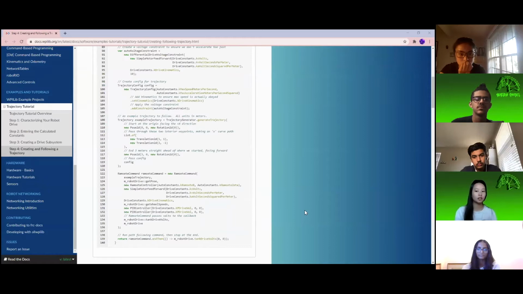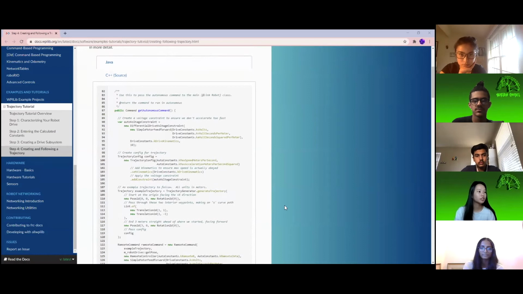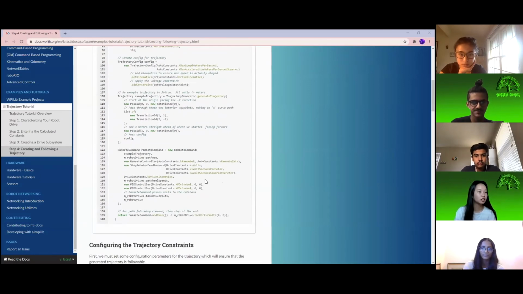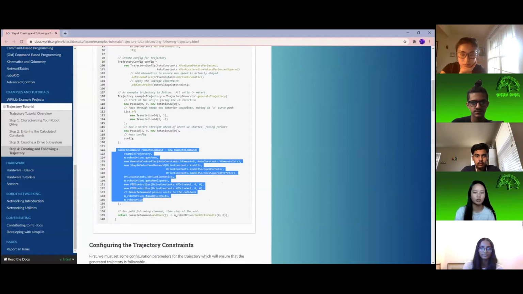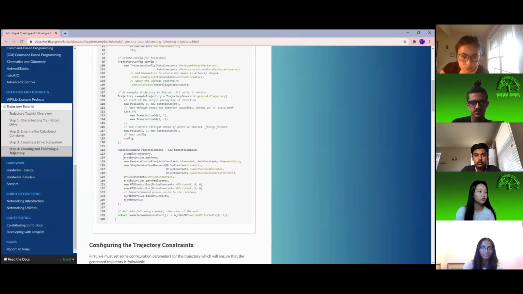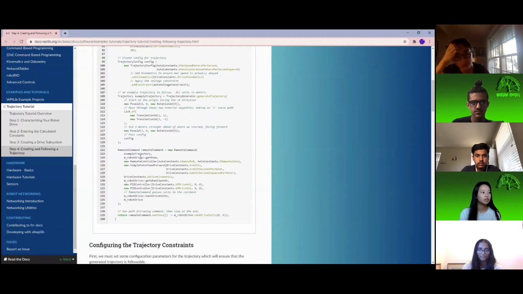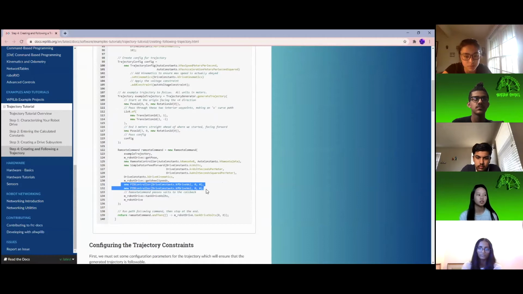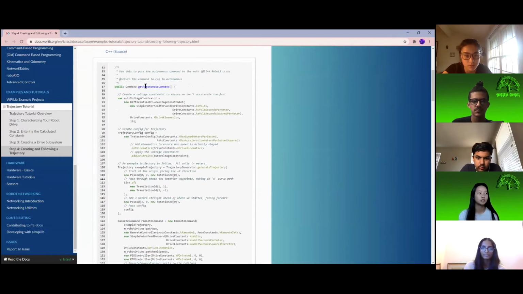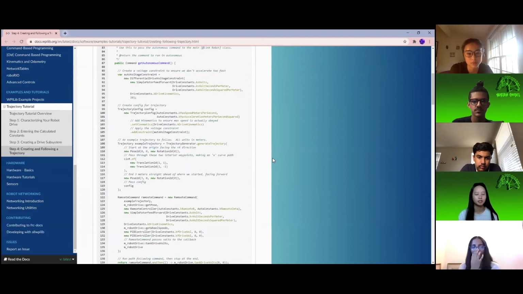Okay, so this is the second link. You can see it, right? Yeah, okay. This is the Ramsete command that we're looking at. It takes in a trajectory that is made from a list of waypoints and poses. Then it gets the pose, and then you have your Ramsete controller. You can see here we have our PID controllers. So that's where it is. This is in the autonomous command.